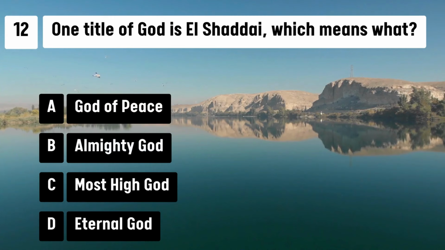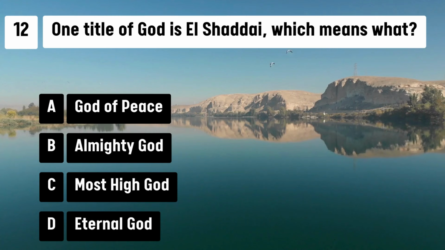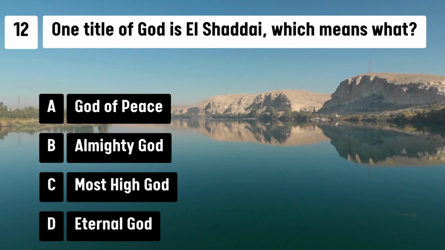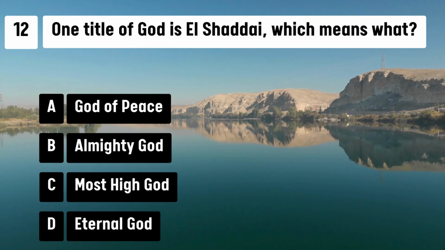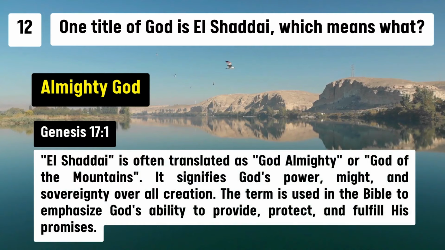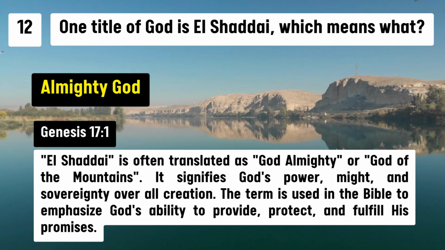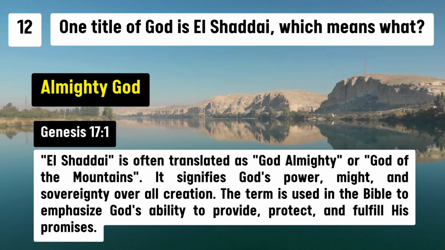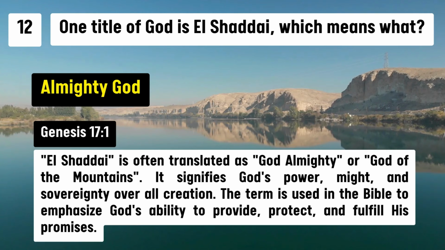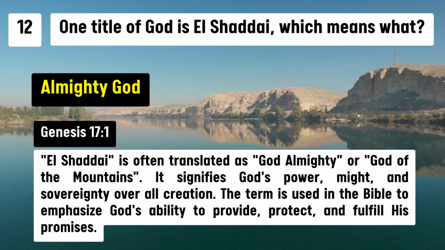Question 12. One title of God is El Shaddai, which means what? God of peace, Almighty God, Most High God, Eternal God. The answer is Almighty God. Genesis chapter 17, verse 1. El Shaddai is often translated as God Almighty or God of the Mountains. It signifies God's power, might, and sovereignty over all creation. The term is used in the Bible to emphasize God's ability to provide, protect, and fulfill His promises.